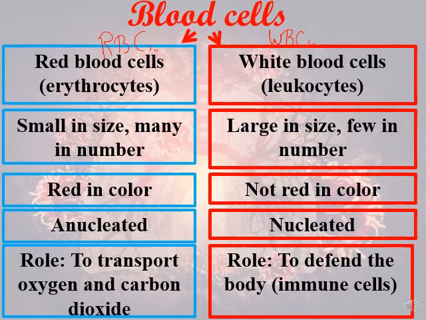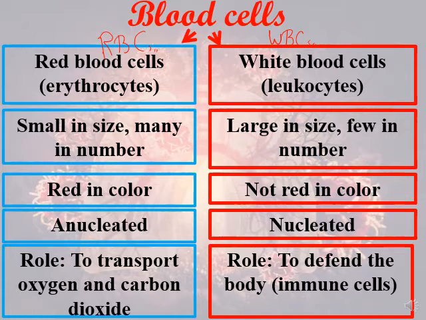Red blood cells are small in size and they are very high in number. So they are small in size, many in number. While the white blood cells are very large in size, while they are few in number. So this is the first difference between the red blood cells and the white blood cells.